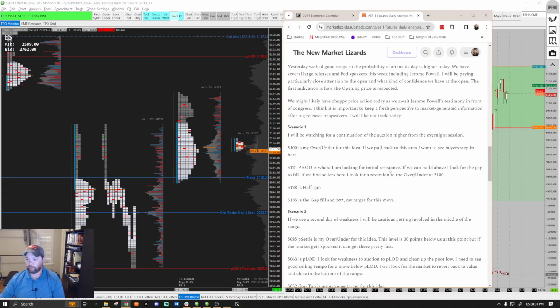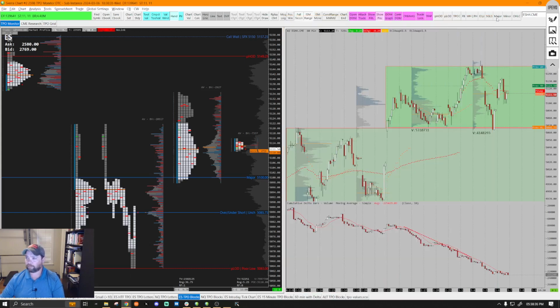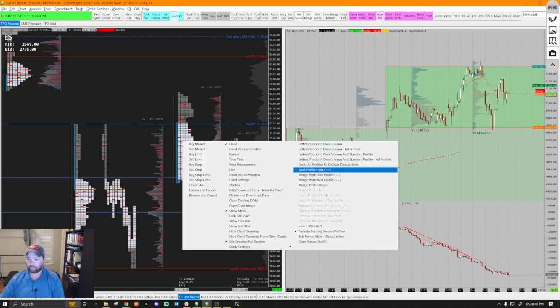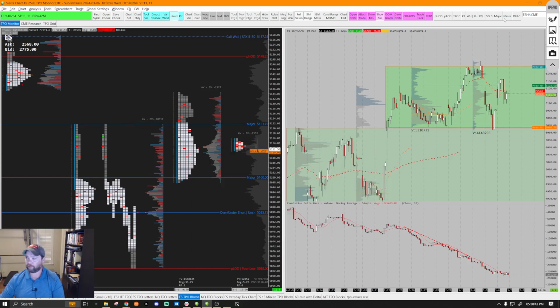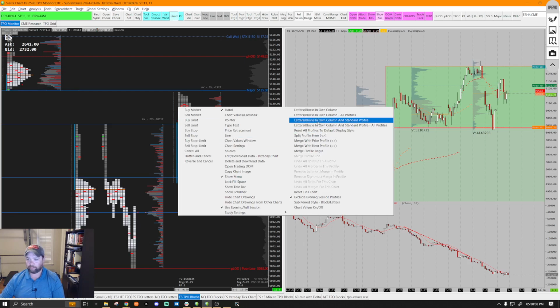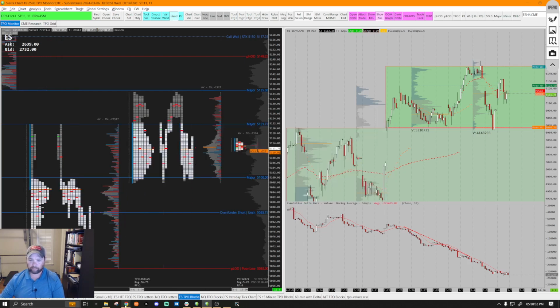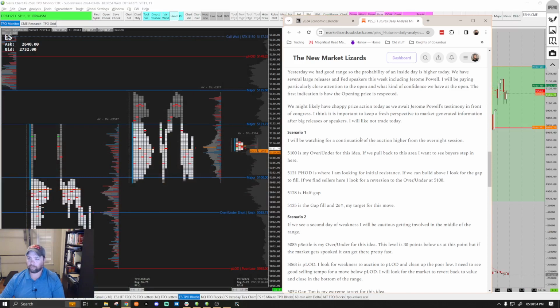5121 is the high of day where I'm looking for initial resistance. So on the open, let me mark this out too. This will be our gap low. So we're going to not be able to see that when I open this one up. So I'll be looking for initial resistance at 5121. If we can build above, I'll look for the gap to fill. If we find sellers here, I'll look for reversion to the over-under.